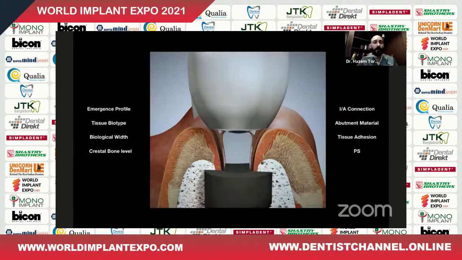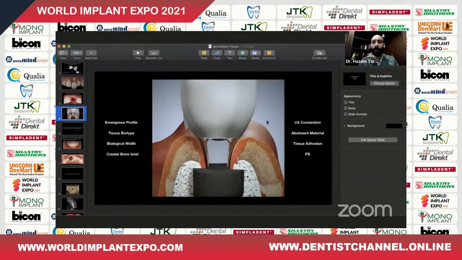First of all, we will look at the emergence profile, how it affects the final aesthetic outcome and functional outcome for the patient. We're going to look at the tissue biotype, how it affects the aesthetic results, and how it protects the implant abutment assembly. We're going to look at the biological width, crestal bone level, and the implant abutment junction, the abutment material.